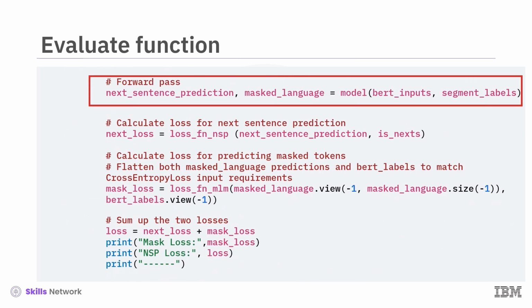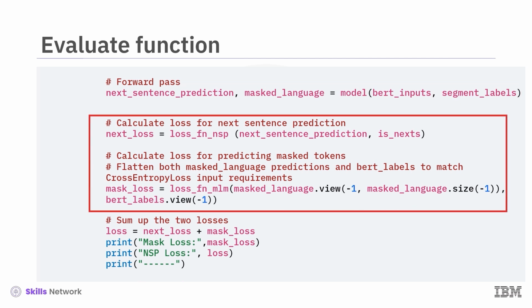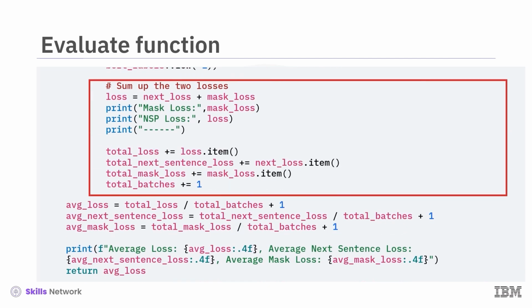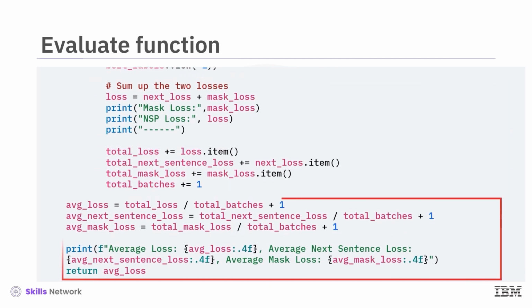A forward pass is performed with the BERT model to obtain predictions for the next sentence and masked language tasks. The two losses are then calculated and summed up to obtain the total loss for the batch. You can calculate the average loss, average next sentence loss, and average mask loss by dividing the total losses by the total number of batches. The average losses are printed and returned from the function.